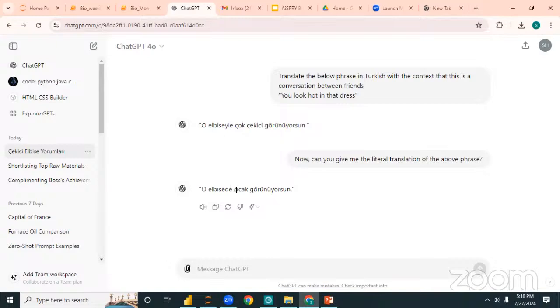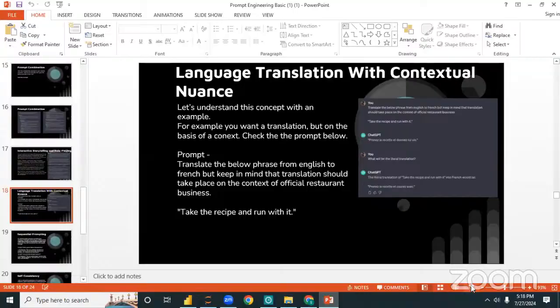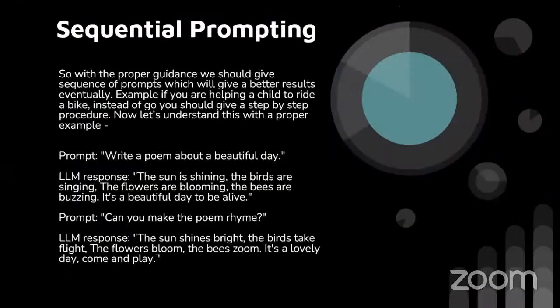So sıcak actually means hot in Turkish. So we didn't want to say that you look hot, like in a temperature-hot way, right? Instead, this sentence on the top is saying o elbiseyle çok çekici görünüyorsun. That means you look very attractive in this particular dress. So that's how it changes with the context. So you can use contextual prompting as well when you're doing a language translation.